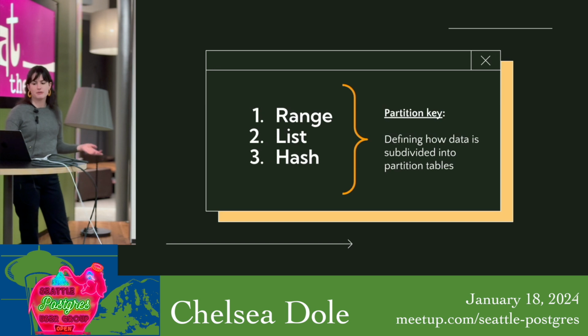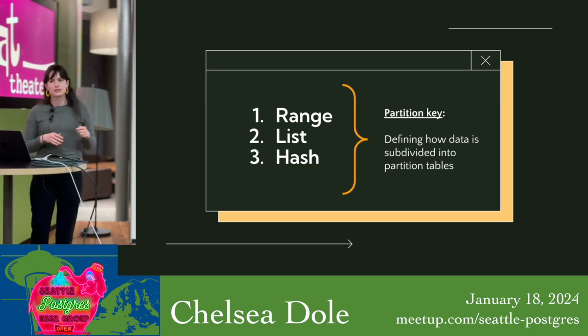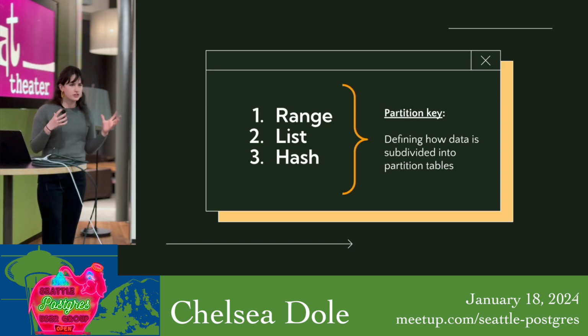Partitioning methods in Postgres are range, list, and hash. The definition of what a partitioning method is essentially just how you define what data goes in which child table. So a partition key defines how an individual insert or select is mapped to where it's physically stored on those child tables.